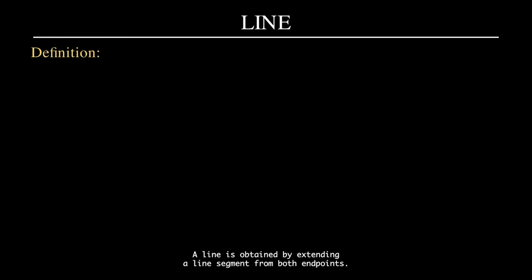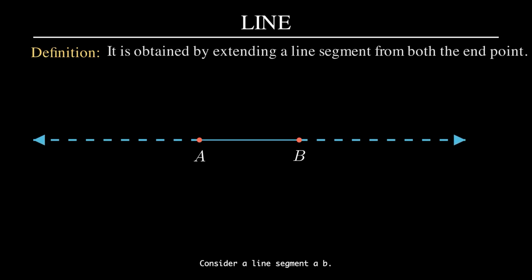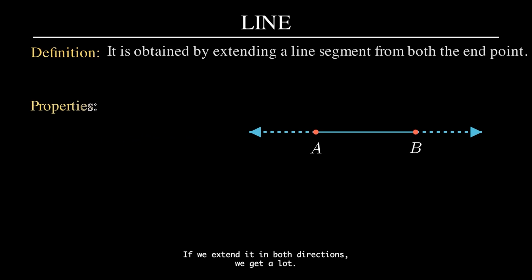Finally, let us understand what a line is. A line is obtained by extending a line segment from both endpoints. Consider a line segment AB. If we extend it in both directions, we get a line.